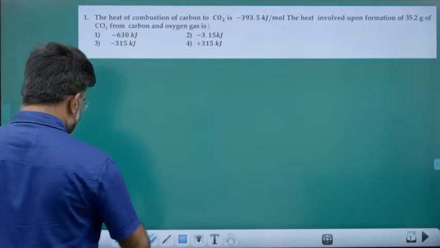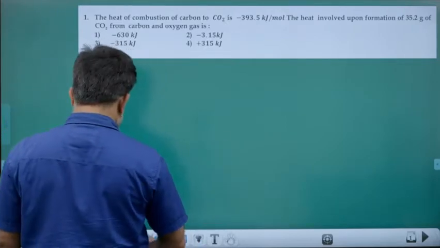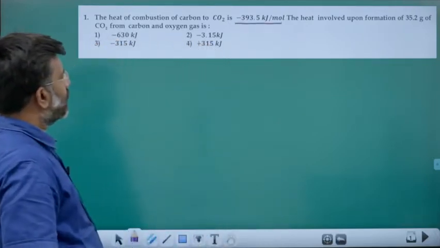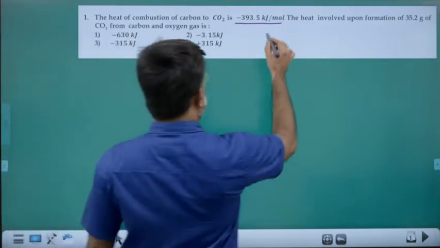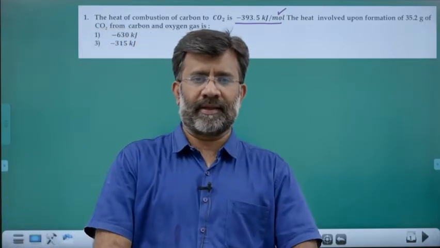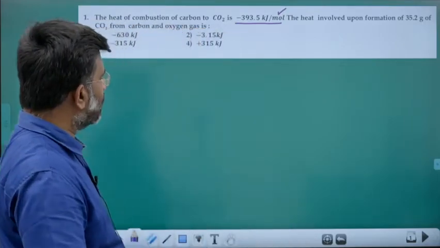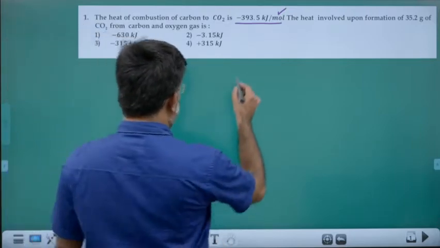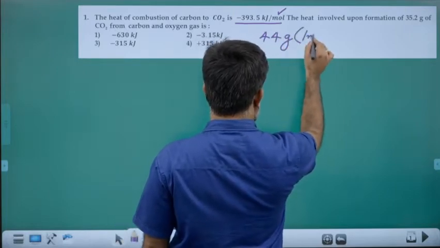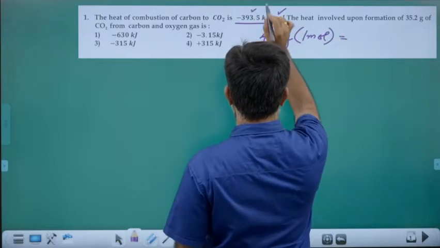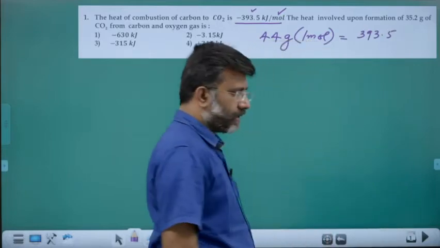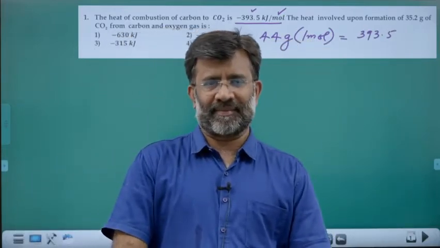So the point is very simple, right? You see this data given. This given is minus 393.5 kilojoule per mole. That means for 1 mole carbon dioxide, it is minus 393.5. 1 mole carbon dioxide means 44 gram. For 44 gram, that is 1 mole, the heat released is this much, 393.5. Heat released means that is minus. Minus means released.